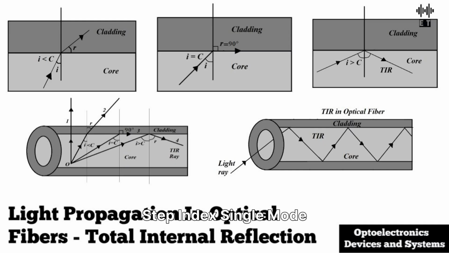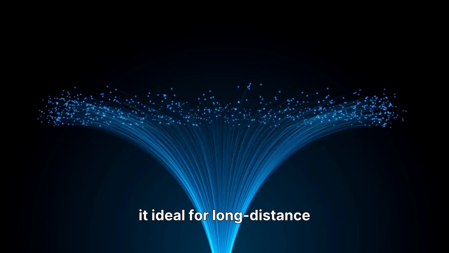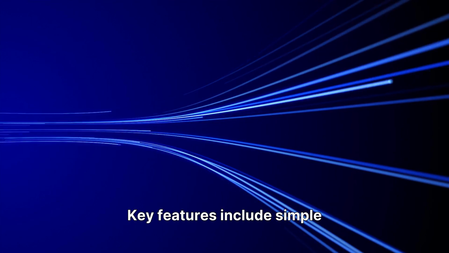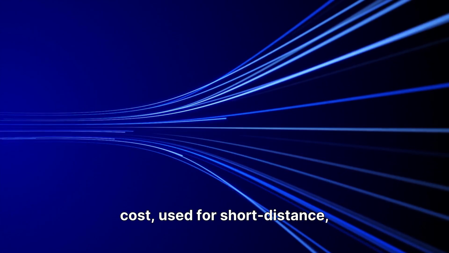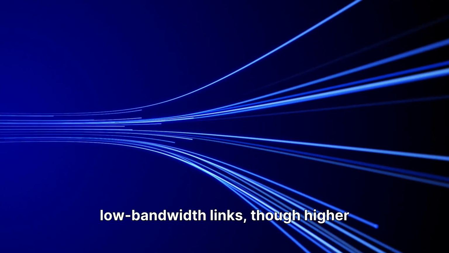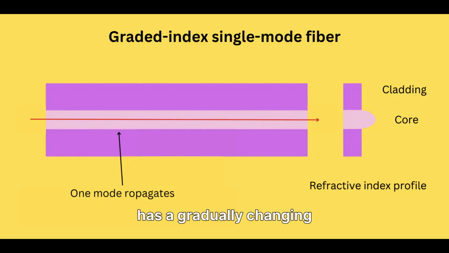Step index single mode fiber has a core diameter of about 8 to 10 micrometers, allowing only one central light mode. This eliminates dispersion, making it ideal for long-distance communication. Key features include simple design and low manufacturing cost, used for short-distance, low-bandwidth links, though higher dispersion in multimode variants reduces performance. A graded index fiber has a gradually changing refractive index within the core.